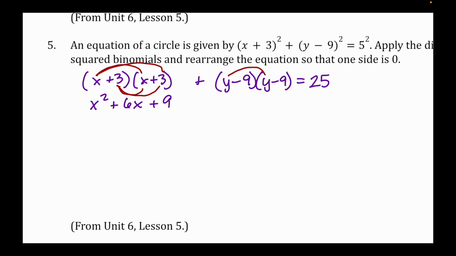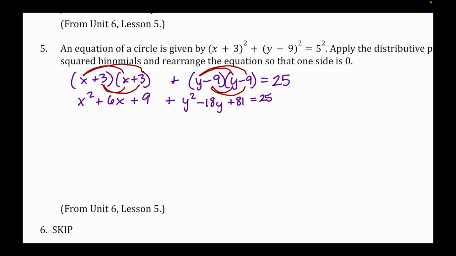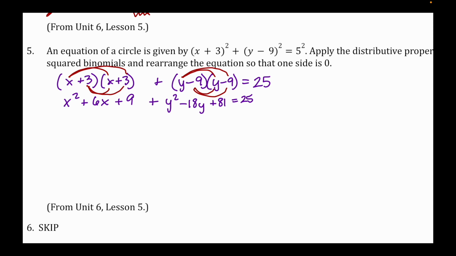Same thing with y. We're going to distribute the y first and then the -9. This would give us y squared minus 18y and then plus 81 is equal to 25. They want us to rearrange it so one side is equal to 0. So that means we are going to take this and subtract 9. And we're also going to subtract 81. So here's my other side of the equation. I also have to subtract 9 and subtract 81 from both sides.